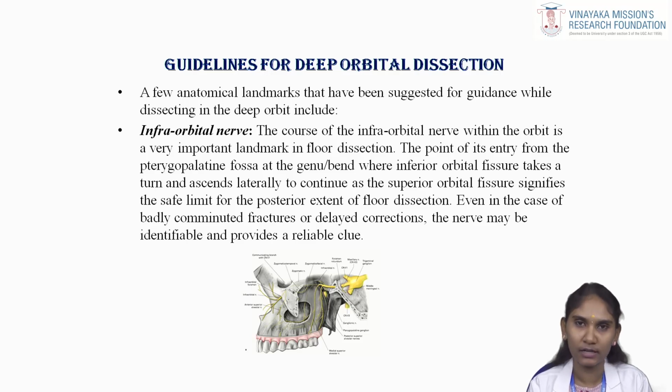And guidelines for deep orbital dissection. If you want to do deep orbital dissection, we have to follow these guidelines. First, the infraorbital nerve. The course of the infraorbital nerve within the orbit is a very important landmark in the orbital floor dissection. Its point of entry is from the pterygopalatine fossa at the genu bend, where the inferior orbital fissure takes a turn and ascends laterally to continue as the superior orbital fissure. This signifies a safe limit for the posterior extent of the floor dissection. So even in the case of badly comminuted fractures or delayed corrections, the nerve may be identifiable and it gives a ready cue.